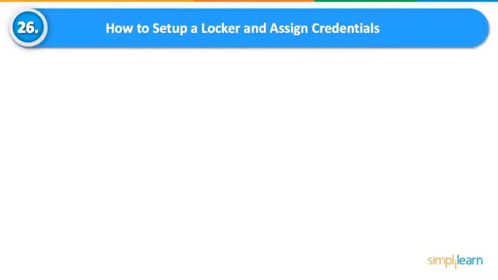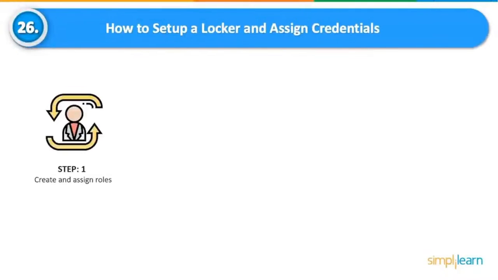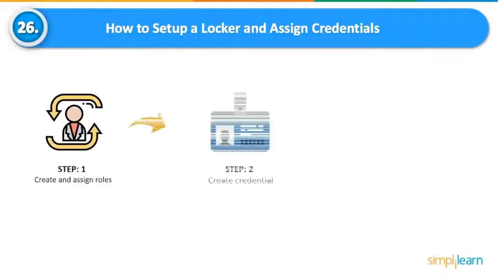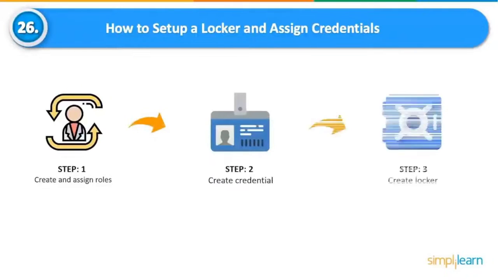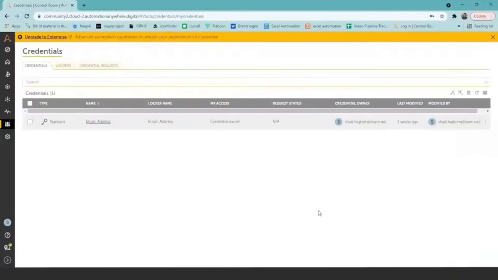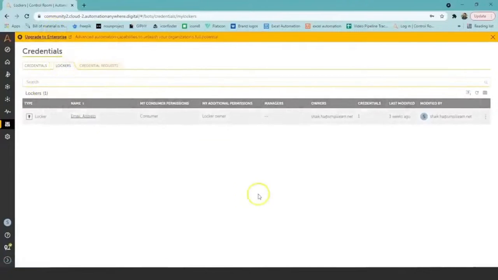How to set up a locker and assign credentials? Step 1, create and assign roles. Step 2, create a credential. And step 3, create a locker. So it is very simple. Let's go to the control room. Go to the credential sections. In this, you can see the lockers option here. Go to lockers and click on Create Locker.